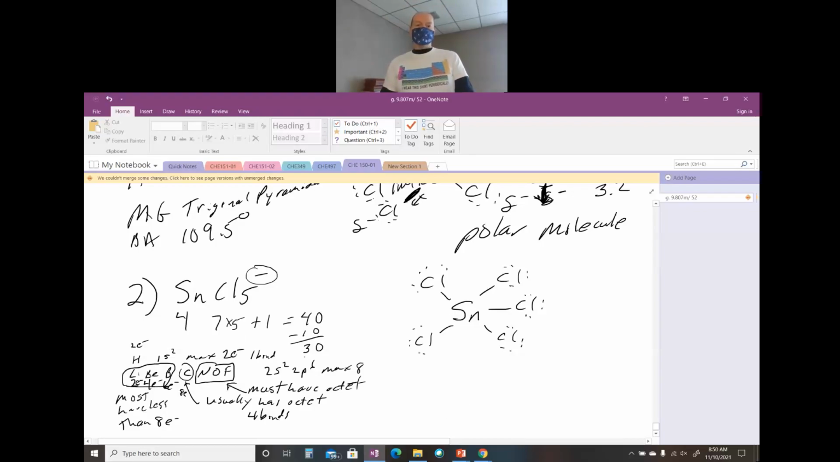All right, so 30 was the perfect number to give everything an octet. And again, it is fine that your Sn here has more than 8 electrons because it is not in the second row. Sn is in 1, 2, 3, 4, row 5. So it could have a lot of bonds.